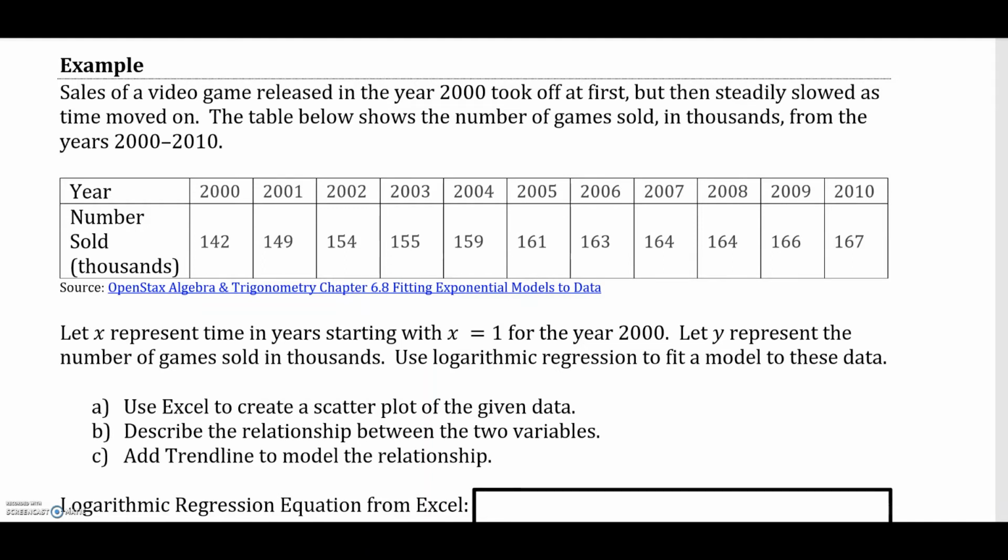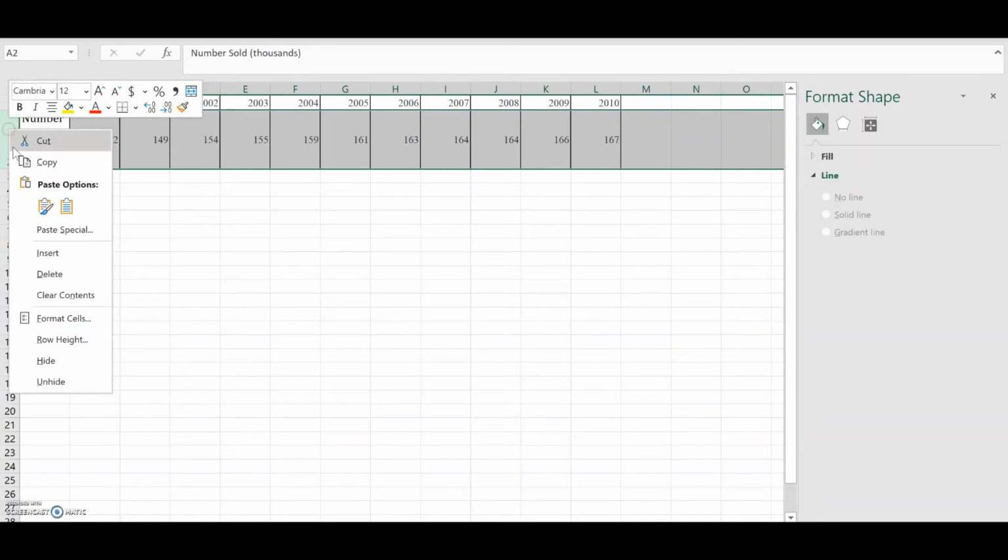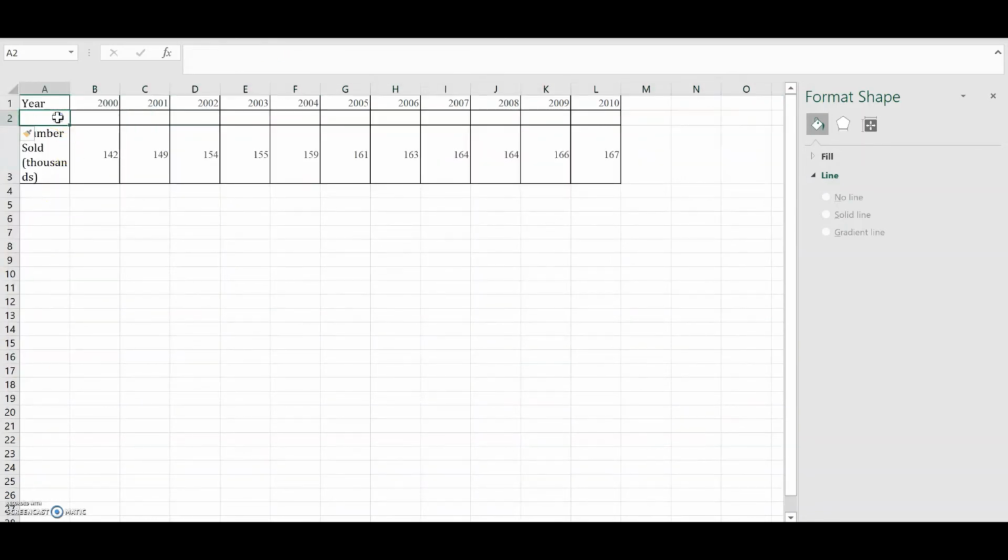So first we're going to create a scatter plot in Excel. We're going to describe the relationship between the two variables, and then add a trend line to model the relationship. Putting the data into Excel, remember that we defined x as being the years, starting with x equals 1 for the year 2000. So instead of using the actual year, we define values of x to represent these years.